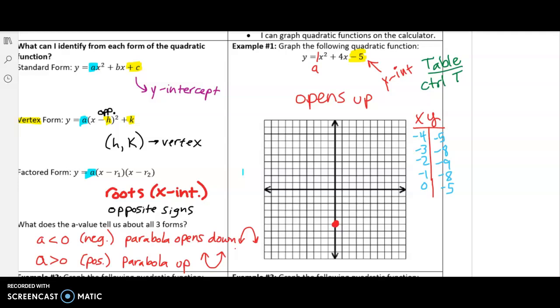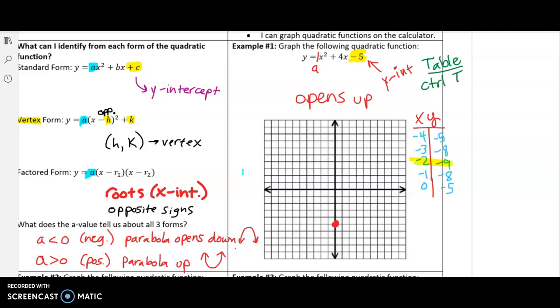So you can see here I've drawn the table on the right. And the most important part to me about this table is knowing that since the negative 9 is in the middle, that that's the vertex. You can see that there is a negative 8 on either side and then a negative 5 on either side of that. So that means since it's in the middle of all those values, then it's the vertex. So that's the most important point. Make sure that you plot it.